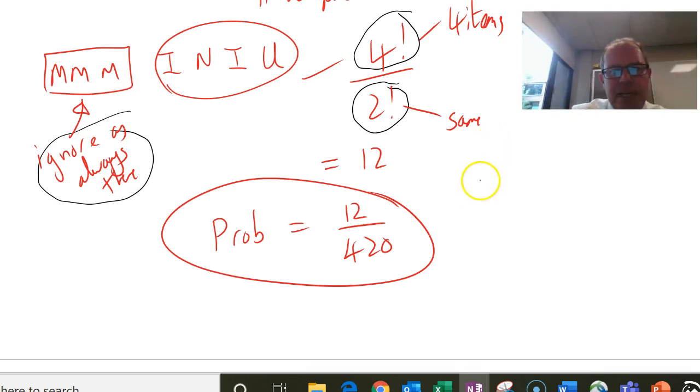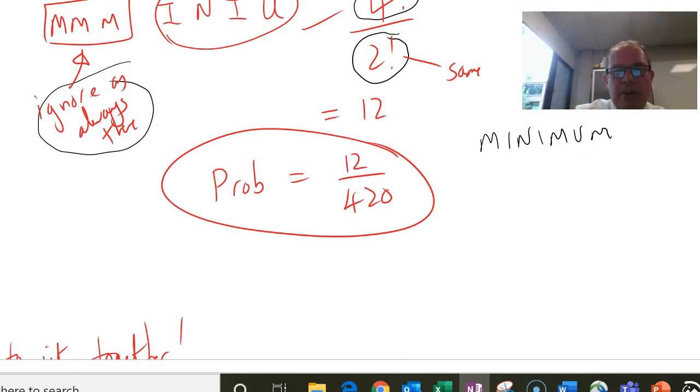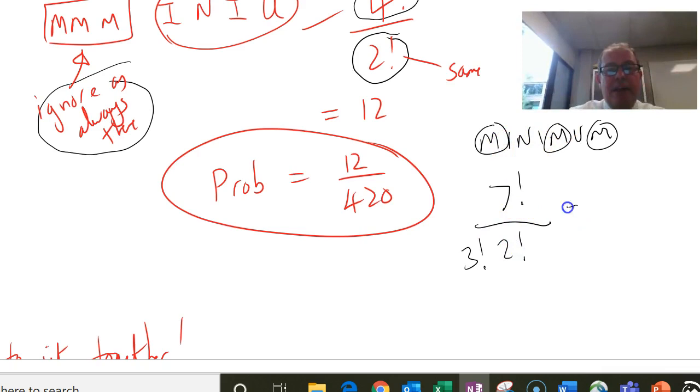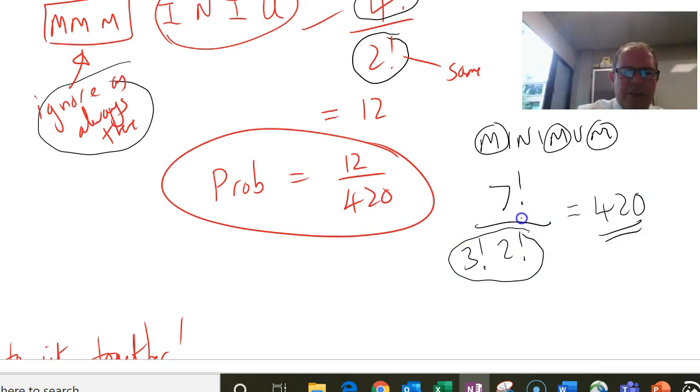So the total number of possibilities for minimum, if you think about it, minimum, I've spelled that right, yep, there are 1, 2, 3, 4, 5, 6, 7 letters. So imagine they were all different. We would have 7 factorial different ways. But we've got m happening 3 times, so we need to divide by 3 factorial. We've got i happening twice, so we need to divide by 2 factorial, and that comes out at 420. Now, if you're not quite sure why we're dividing by 3 factorial and 2 factorial, let me do you a refresher with the INIU example.